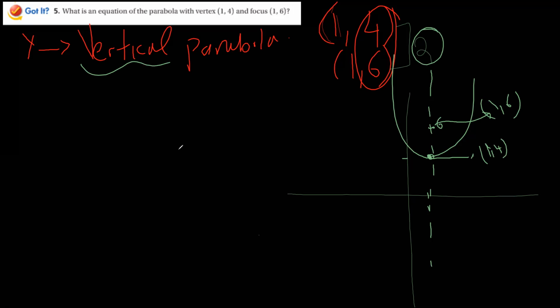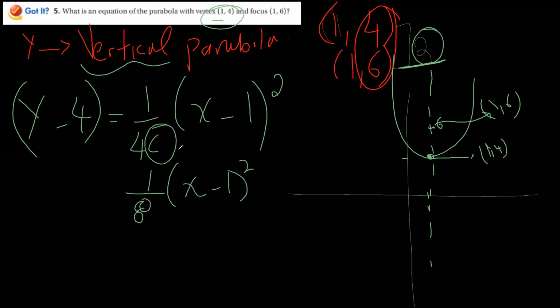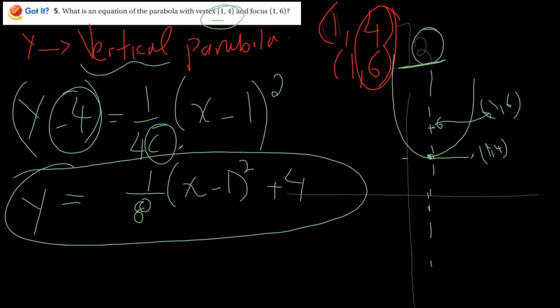So the formula is y. Where's the value of y? It is on the far side. So I will say y minus 4 equal 1 over 4c, (x minus 1) squared. Because here the vertex is 1, 4. Beside x, I have to put 1, and beside y, I have to put 4. What is the value of c now? It is 2. So I will say 1 over 8 (x minus 1) squared plus 4. So you will have now the equation of the vertical parabola. Is it clear now? Yes, thank you.